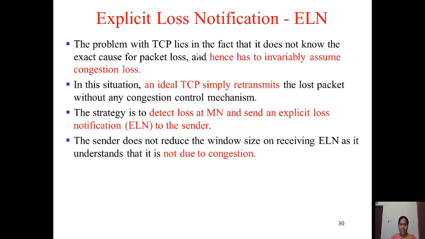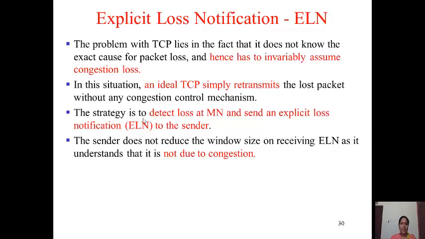The problem with TCP lies in the fact that it does not know the exact cause for the packet loss, and hence has to invariably assume that it's always because of congestion. I have been telling you this repeatedly. The tendency is that every time there is a loss, they think that it's because of congestion. So in this situation, an ideal TCP will simply retransmit the lost packet without using any congestion control mechanism. Right?